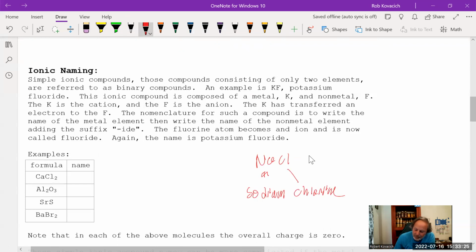It's not sodium chlorine. It's sodium chloride. So that's what I mean by this -ide ending. We'll always be doing that.